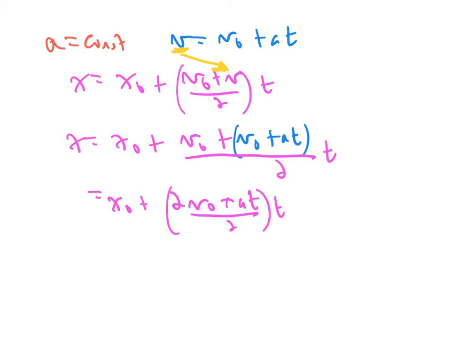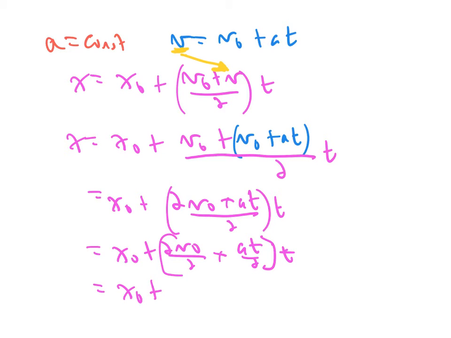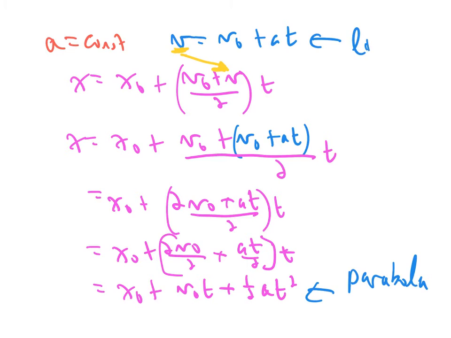And now I'm going to split up the inside. I'm going to have x0 plus 2v0 over 2 plus at over 2 all times t, which is going to become x0 plus v0t plus 1/2 at squared. And that is the last major kinematic equation. It is the thing that gives us the parabola as our distance plot, x versus t, for constant acceleration. Earlier, we had that we got a line on a vt plot, because I have a constant plus a slope times the variable.